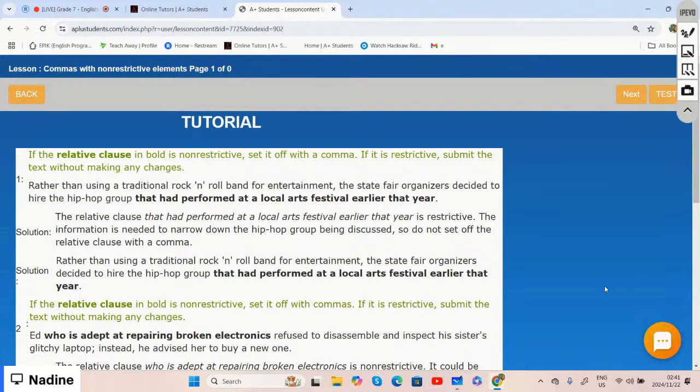And it says, rather than using a traditional rock and roll band for entertainment, the state fair organizers decided to hire a hip hop group that had performed at the local arts festival earlier that year. And if we look at that sentence, especially the clause that says that had performed at the local arts festival earlier that year.